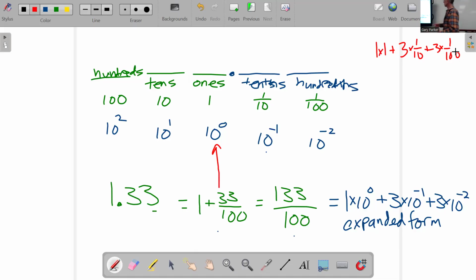So in the book and in some of the homework, you'll see expanded form with exponents, you'll see expanded form with decimal fractions. And again, all a decimal fraction is, the denominator can only be based on 10. So I can't have thirds or fourths, it's got to be tenths, hundredths, thousandths, is all that's allowable.